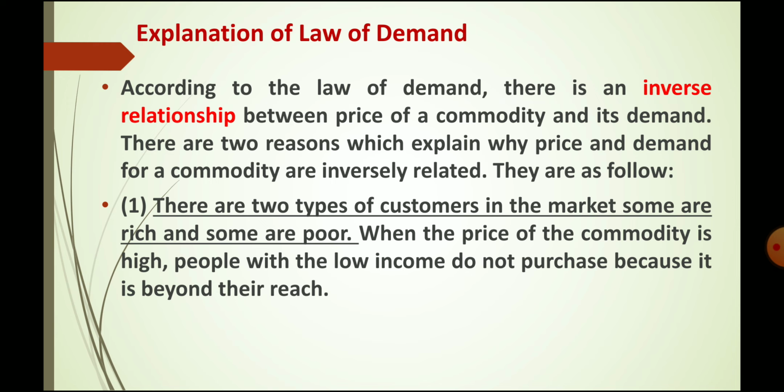Generally there are two main reasons why there is an inverse relationship between the price of the product and demand. First, there are two types of customers in the market: some are rich class and some are poor class. We know in our society there are three classes of people: rich class, middle class and poor class. Rich class people can purchase goods at a high price, they have no issues. But middle class and poor class people cannot purchase goods at a higher price. Rich class people prefer to purchase luxurious branded goods, but middle class and poor class people only purchase basic goods, the necessities of life.